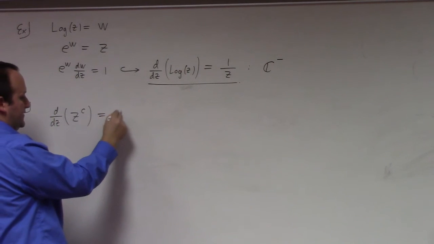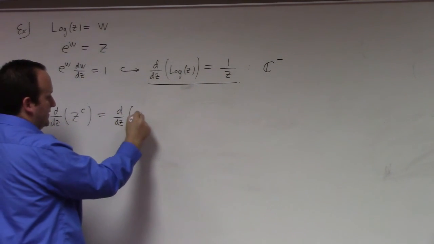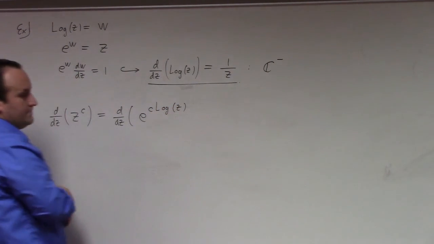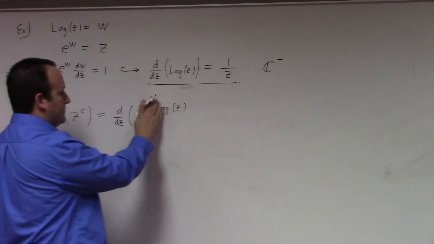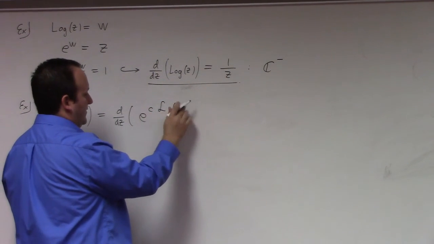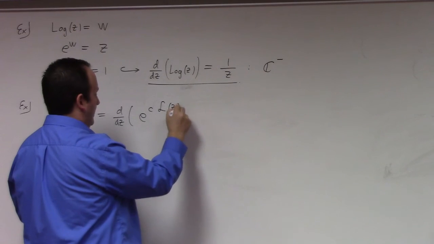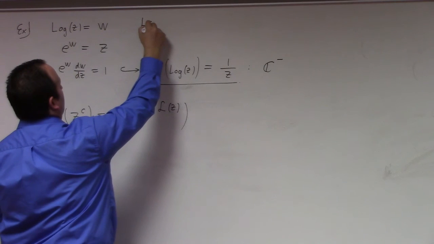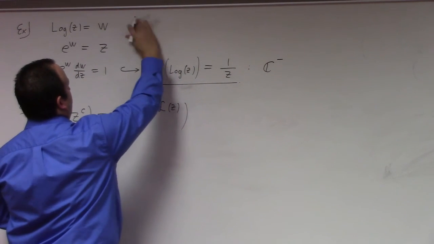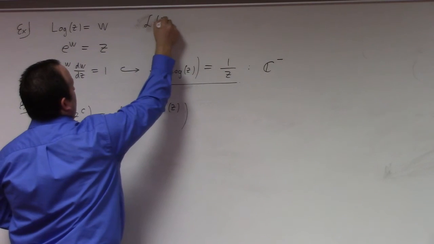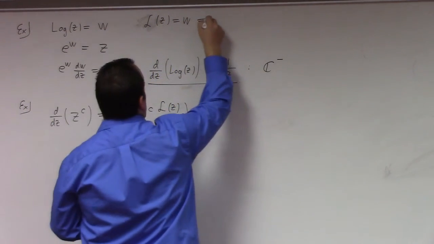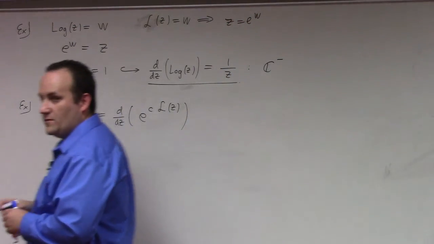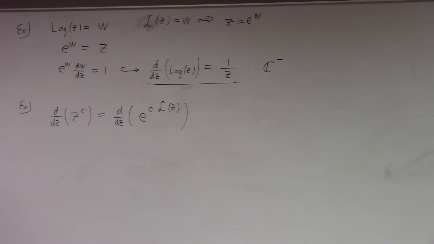How do we differentiate this? Well, what's the definition of z to the c? It's e to the c log z, right? But I could be more vague here and say an arbitrary branch of the log, which I'm just calling script L at the moment. So L of z equal to w also implies that z is equal to e to the w, and the same calculation holds through. It's just that the place where it holds is possibly different.